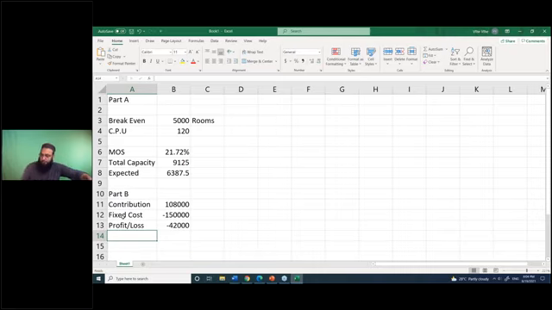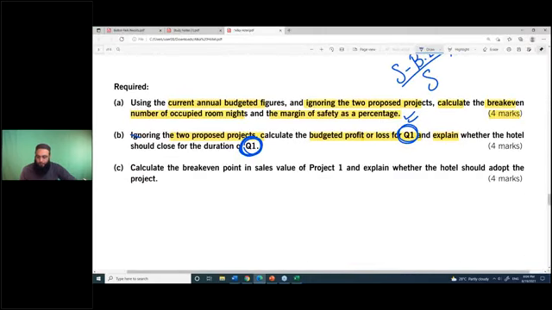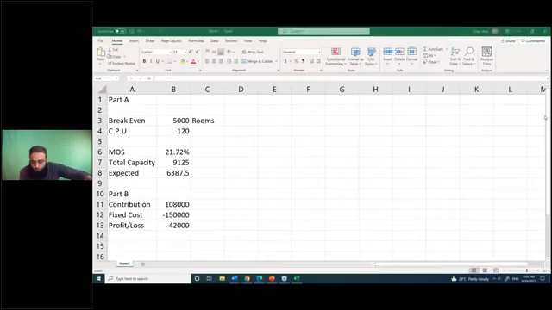Now, as far as the working is concerned, it's quite simple. What to explain, that's important. Explain whether the hotel should close for the duration of quarter one or not. Now you have to explain whether it is viable to close it or not. Now, what do you think? Here I will ask your suggestion as well. Yes, friends. Should we close? Because we are having a loss.